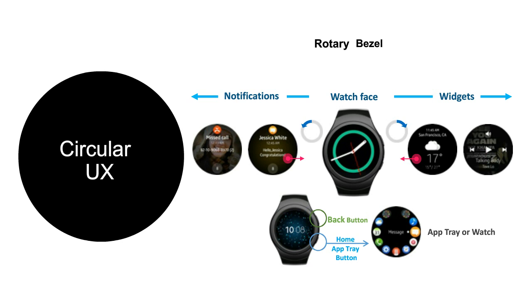And there are two buttons in the watch. The bottom one is called the home button. When the user clicks the home button, it opens the app tray. There he'll be able to see all the applications that are installed on the watch. And the button on the top is called the back button. It just takes the user from the current page to the previous page.